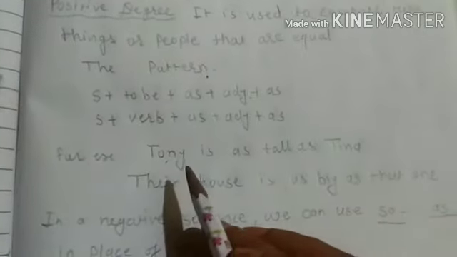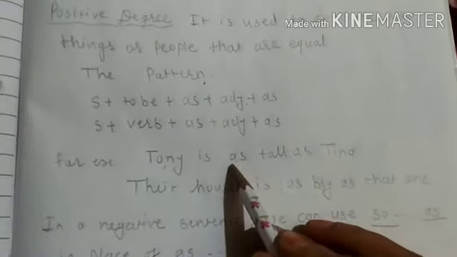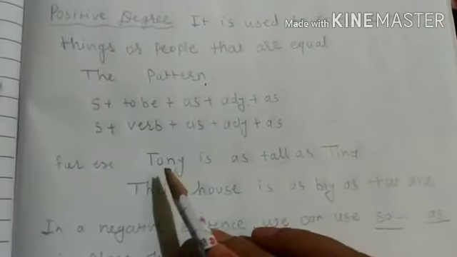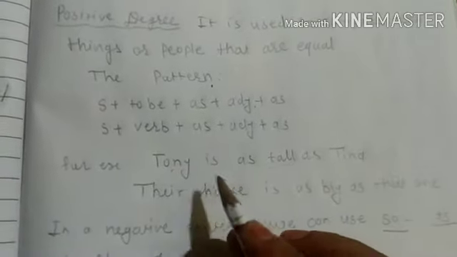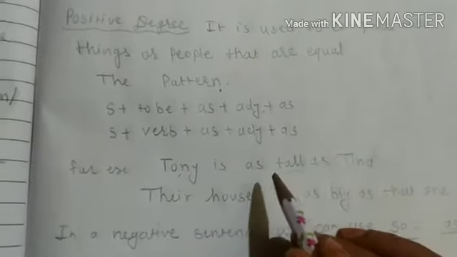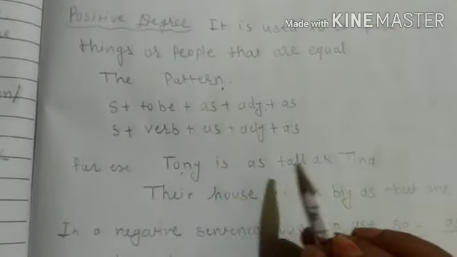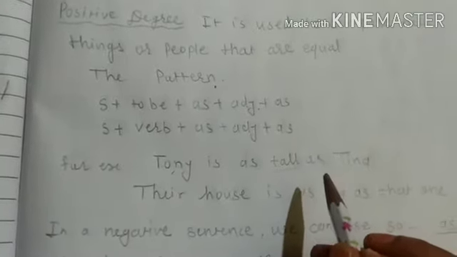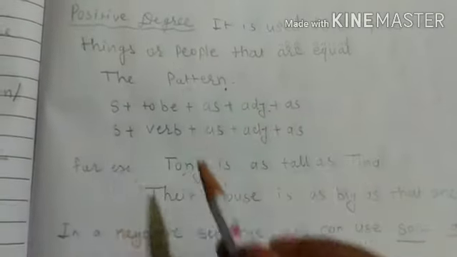Let's see the example. Tony is as tall as Tina. Here we have used as, and between the two as is the adjective tall. So here is a comparison. In this comparison we are showing how Tina and Tony both have the same height. We want to say here both have the same height. Tony is as tall as Tina means both have the same height. To talk about their similarity, objects or people which are the same, we use positive degree.